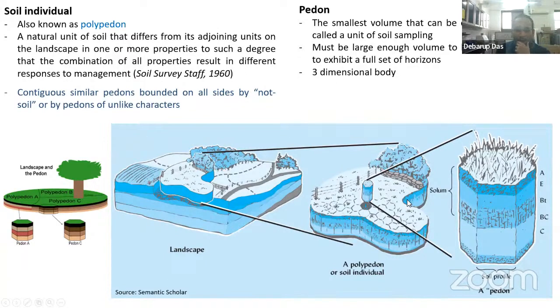And their boundary should be where there is not soil. Not soil means anything else than soil. Say water body comes or something. Or pedons of unlike characters. That means another soil individual starts, till another soil individual starts, where the pedons have different characteristics and they respond differently to management practices. So please try to remember, soil individual is polypedon. Contiguous similar pedons bounded on all sides by not soil or by pedons of unlike characters, whereas pedon is the smallest volume that can be called as soil.